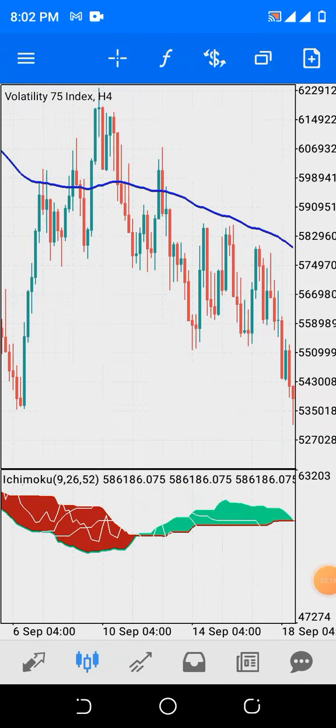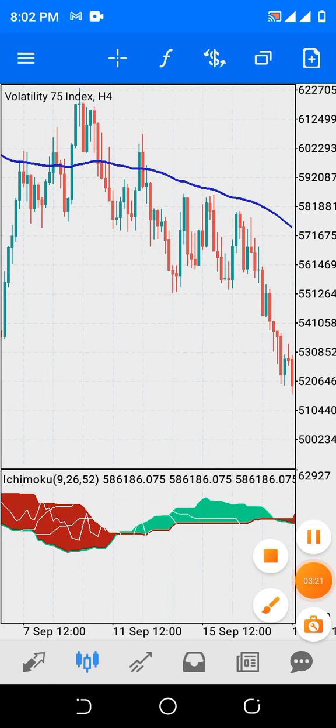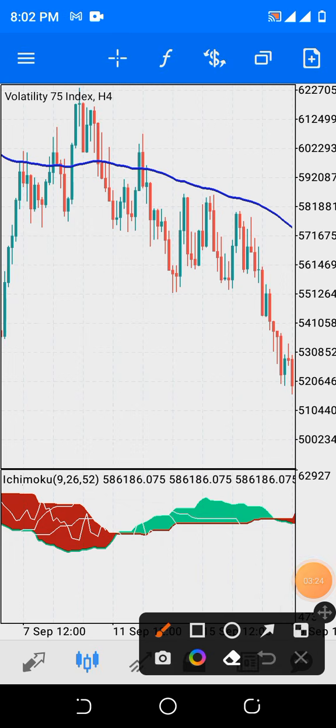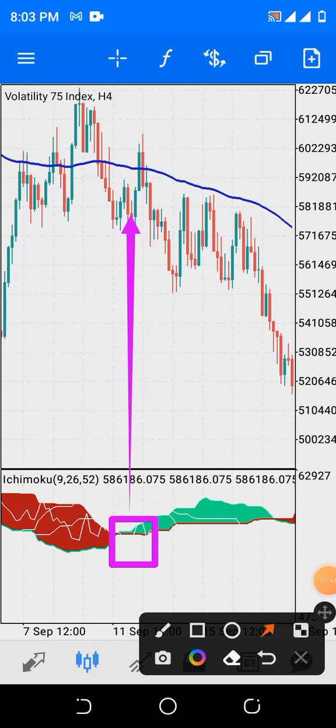Now watch here. The Ichimoku turns green at this point. Trace it up and see whether the market is in an uptrend or downtrend. If it is an uptrend, we enter a buy. Look at it. It is not an uptrend, so this is a false signal. Because once the Ichimoku turns green, for a valid signal it must be above the moving average. Do you understand?